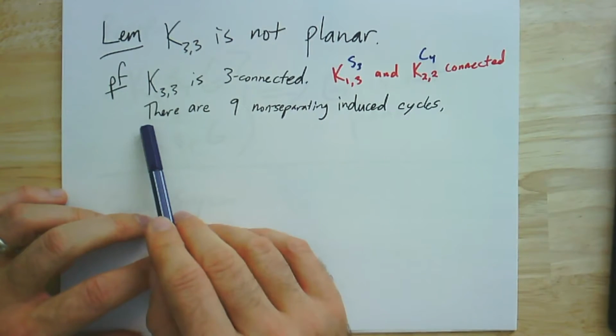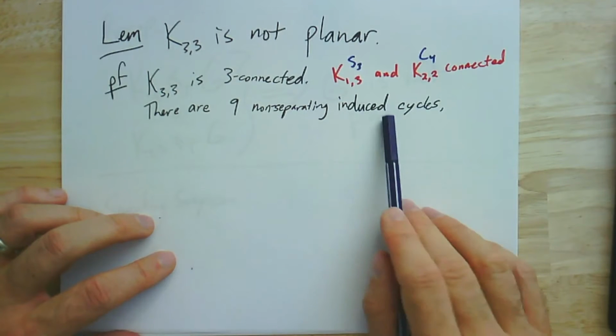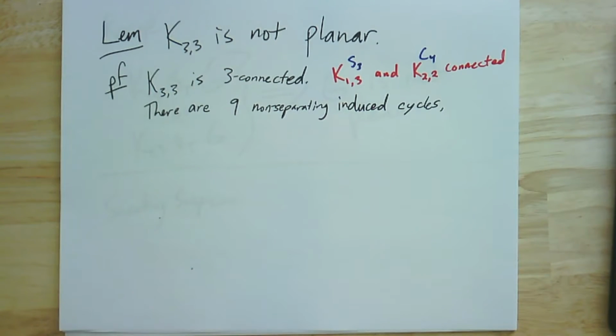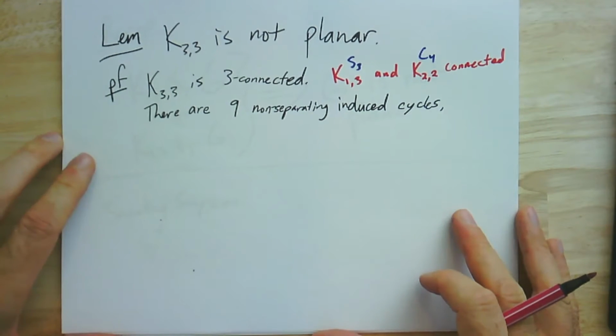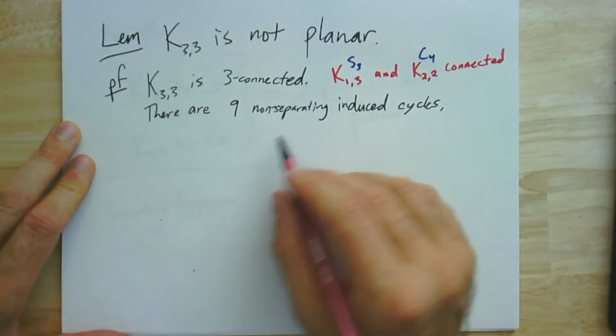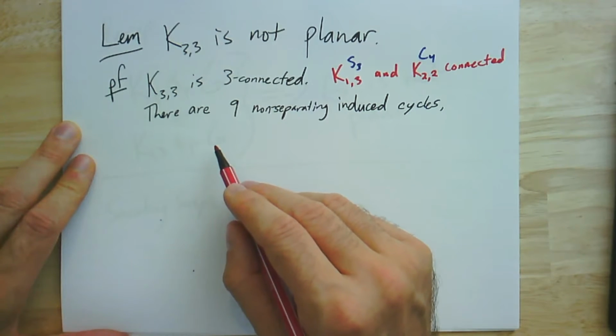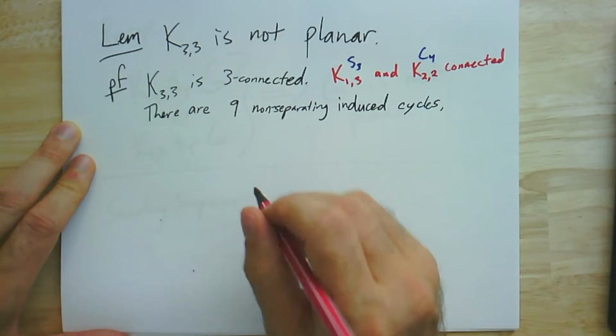So there are 9 non-separating induced cycles in K33. Recall a non-separating induced cycle: it's a cycle such that if I remove it, the graph is still connected, and it's induced, which means that the only edges among the vertices in that cycle are exactly the edges in the cycle.